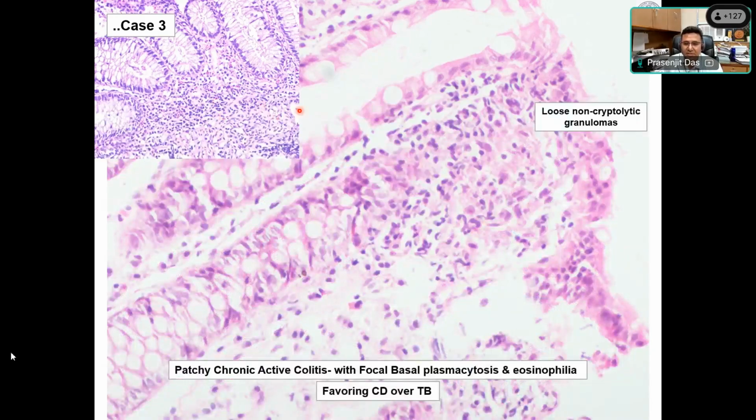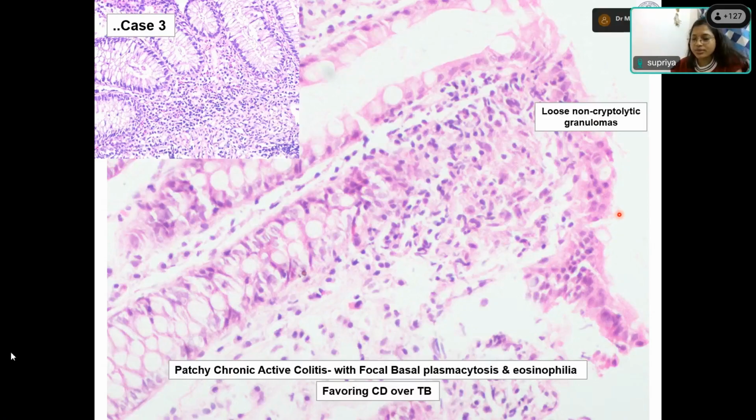So this picture was also given in this case. So what can you see in this picture? Yes, sir. I can appreciate one ill-formed granuloma there. It is having central necrosis and some epithelioid cells are present, and I could not appreciate giant cell anywhere here. So it is an ill-defined granuloma present there.